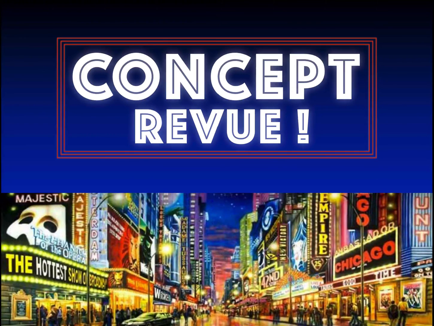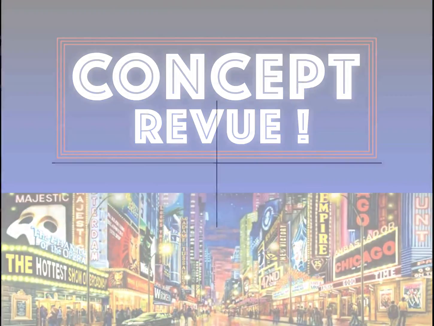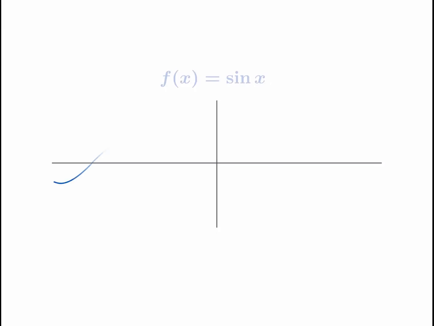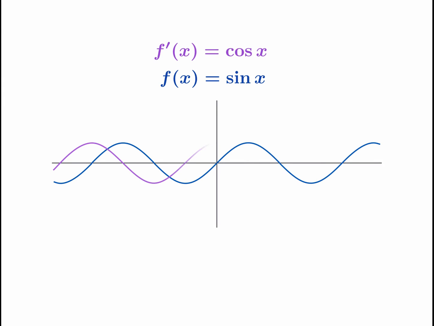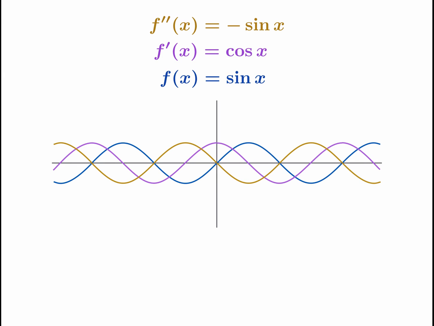It's time for a little concept review. So we're going to look at the idea of curve sketching through a simple example. We're going to take the familiar curve sine x, so that's our original function, and we're going to take the derivative, cosine x, and the second derivative, negative sine x. And we're going to see what the first and second derivative really say about the original function.